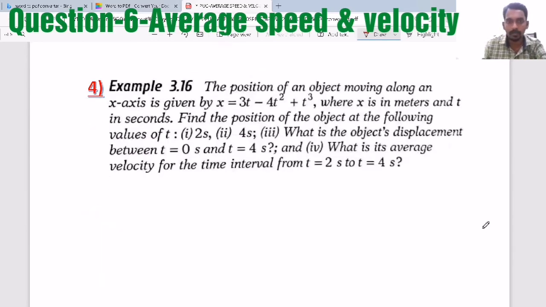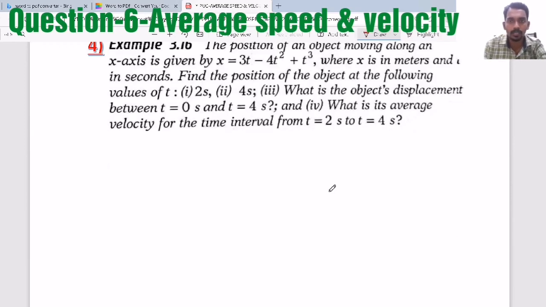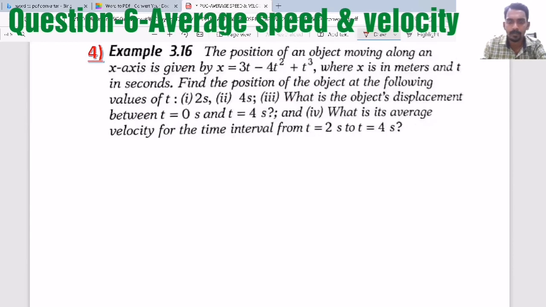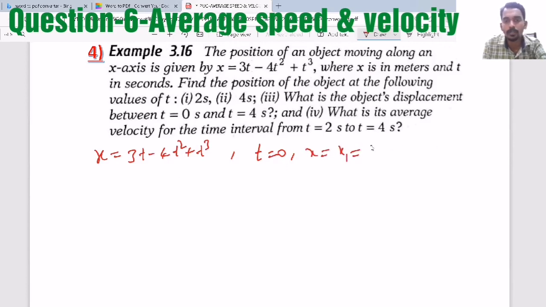Now, see, as I said, sometimes they will give the displacement in terms of time. So here the question is given like that. The displacement equation is given: x equal to 3t minus 4t square plus t cube. I said first, at t equal to 0, you find the first position x1. If you substitute, it will become 0. Now they are asking the positions at 2 seconds and 4 seconds.